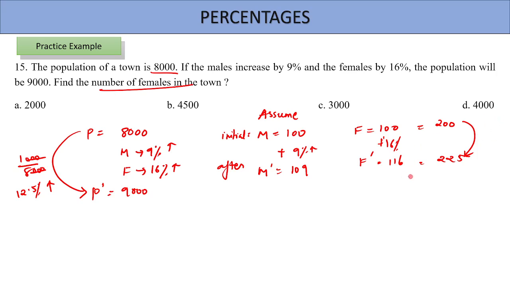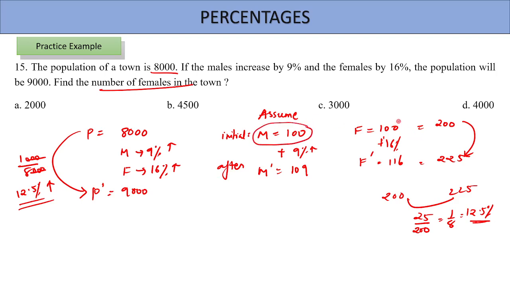I will write it here. So 200 to 225, I can see that it is an increase of 25 over 200, which is nothing but 1 by 8, which is also 12.5. So my effective percentage changes are the same in both the cases. So what does it mean? That it is the same because I have assumed that my male and female are equal.